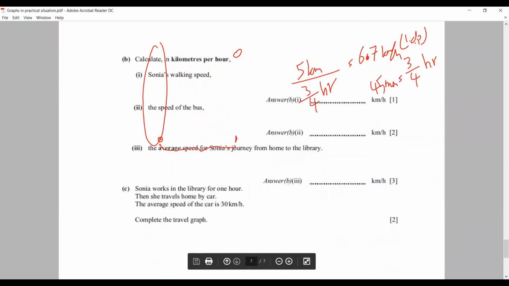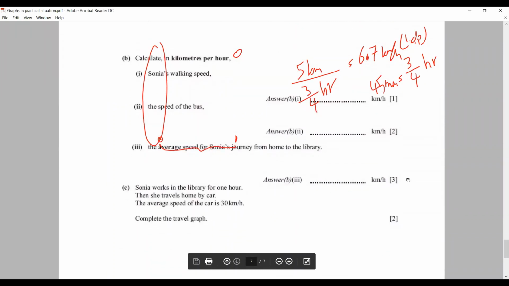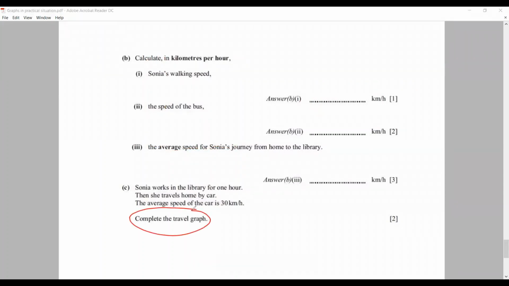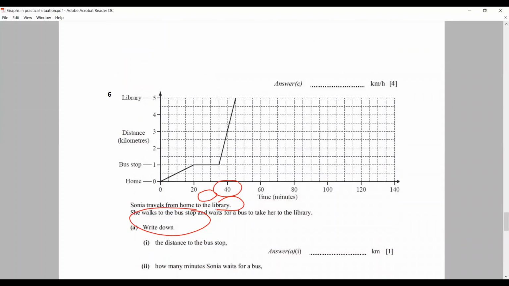All right, Sonia works in the library for 1 hour. So this is the part I believe that we have to complete the graph. Yeah. So works in the library for 1 hour, then she travels home by car. The average speed of the car is 30 kilometers per hour. Let's go ahead and actually apply this information on the graph.